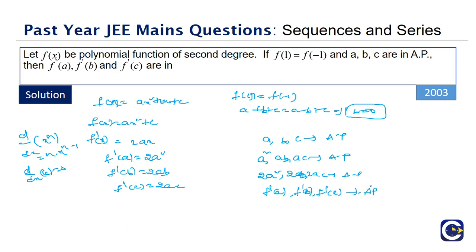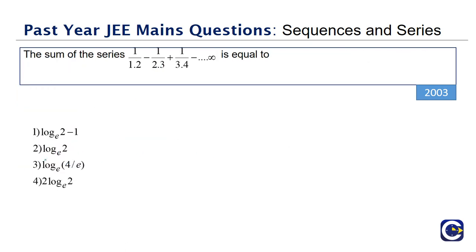This is also in AP. So if a, b, c are in AP for the given question, the final answer is that f dash a, f dash b, f dash c are also in AP. So moving on to the next question.